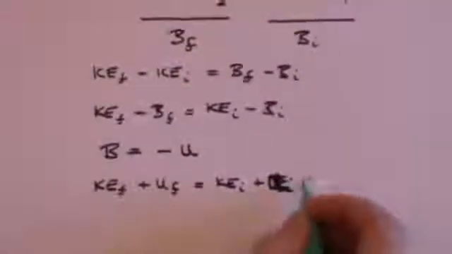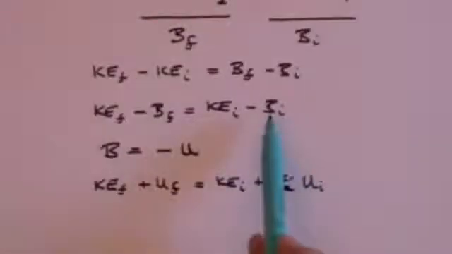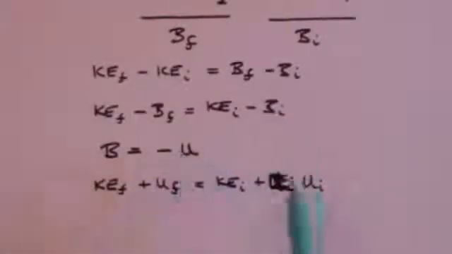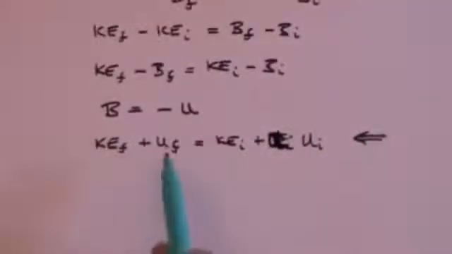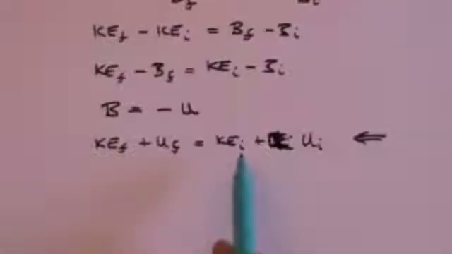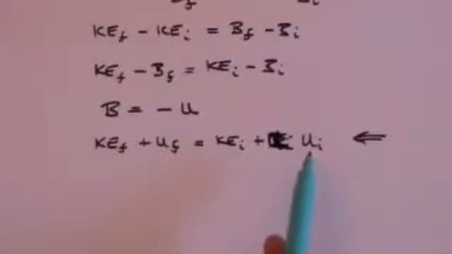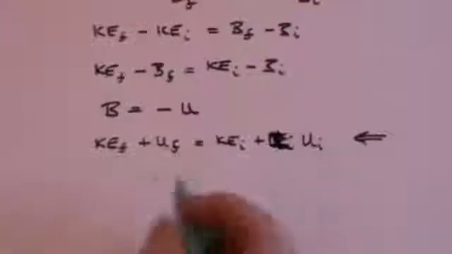Let's scribble that out and write it again. U initial, because B initial is minus U initial. So if it's a minus B, it'll be a plus U. And now we've got a conservation term. The kinetic energy at the final stage plus something else at the final stage is equal to the kinetic energy at the initial stage plus something else at the initial stage. And what are those somethings else? Well, obviously, they are the potential energy. So what we're really saying is energy is conserved.